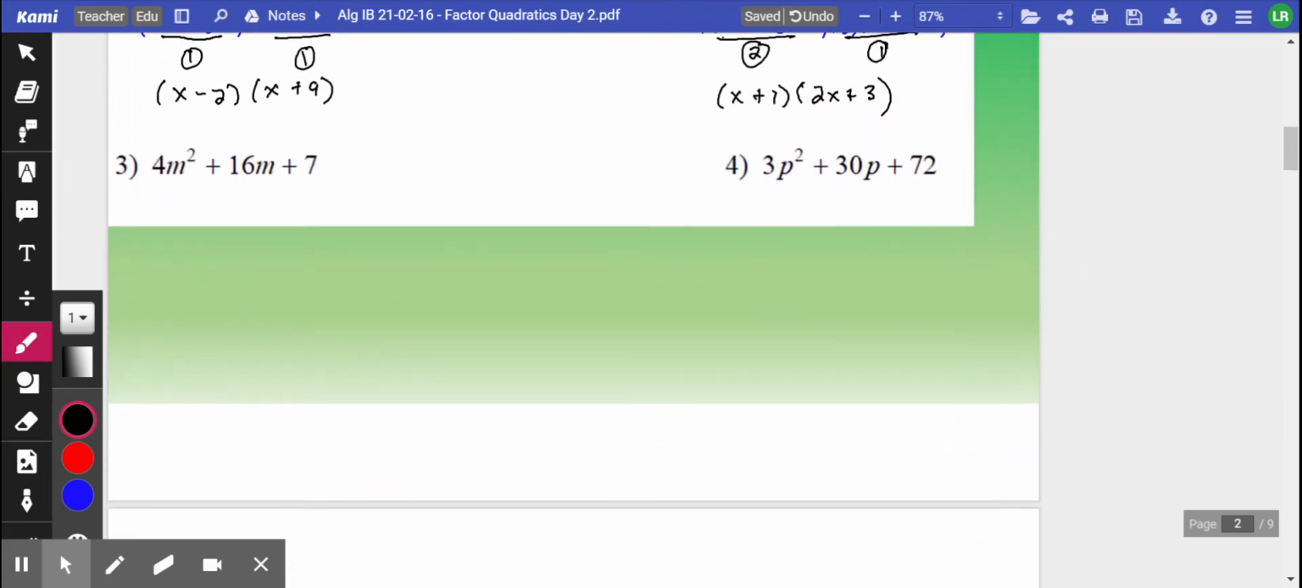Number 3. We have 4, 16, and 7. So 4. Nothing I can divide out. So 1, it's done. Look at my magic numbers. See, A times C. So 4 times 7 is 28. And adds up to be the B value, adds up to be 16. 2 magic numbers would be 2 and 14. 2 times 14 is 28. 2 plus 14 is 16.